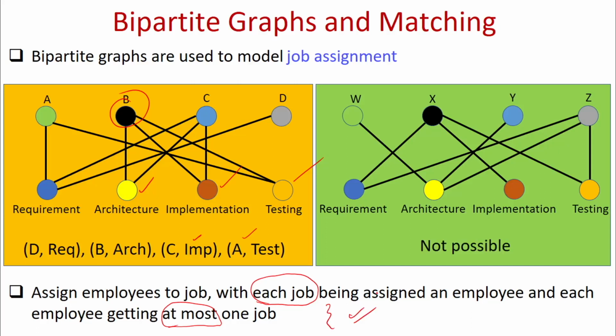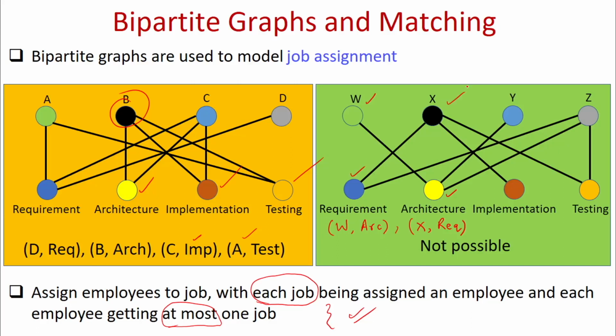But if you take the second organization, it's not at all possible to come up with a job assignment in organization 2 satisfying these conditions. Why so? Let us try to come up with one possible job assignment, and then we will see that we get stuck here. For instance, let us start with W. W is capable of only handling architecture, so W is assigned architecture, and we have taken care of W and architecture. Then we go to X. X can handle requirement, implementation, and testing. So let's assign the requirement module to employee X.